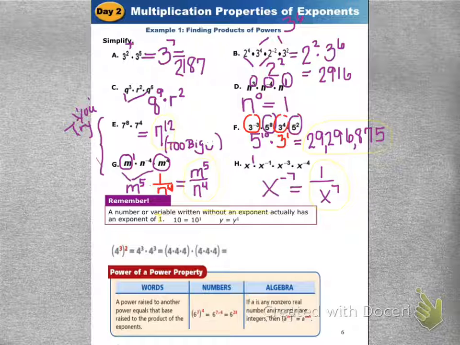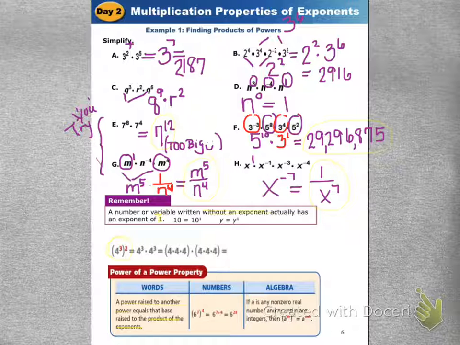Okay, so let's move on to our second property of the day. This time we're going to be looking at the power of a power property. You can see that we have a lot of P's today. So the power of a power property says this: a power that is raised to another power. So we have a power raised to a power. Here's an example of that: 4 to the 3rd, then that whole thing raised to the 2nd. That equals the base raised to the product of the exponents. In other words, when you raise a power to a power, you multiply. Raising a power to a power, you multiply.